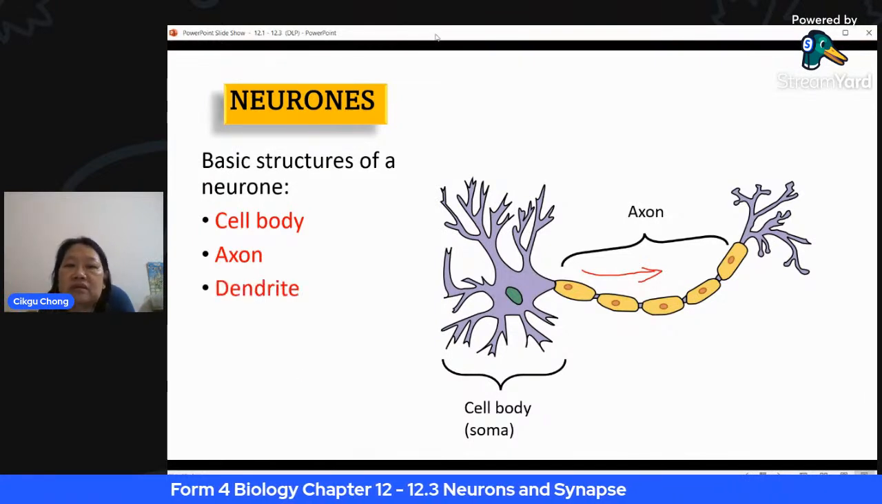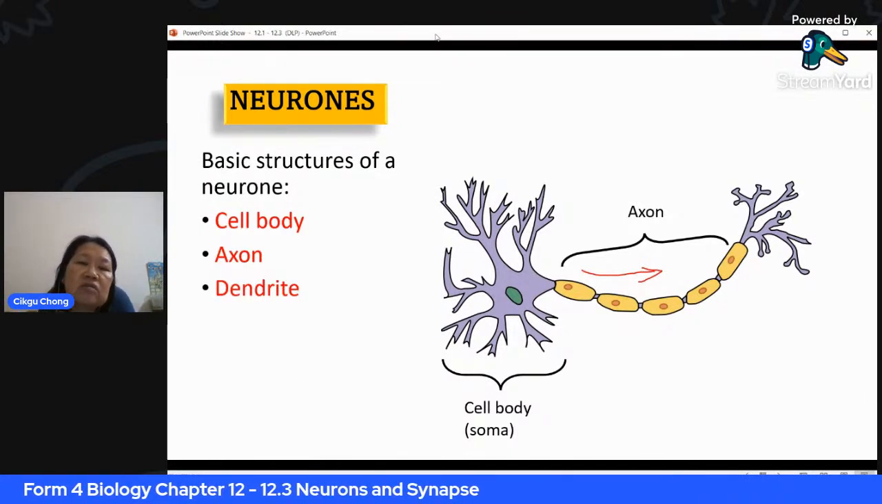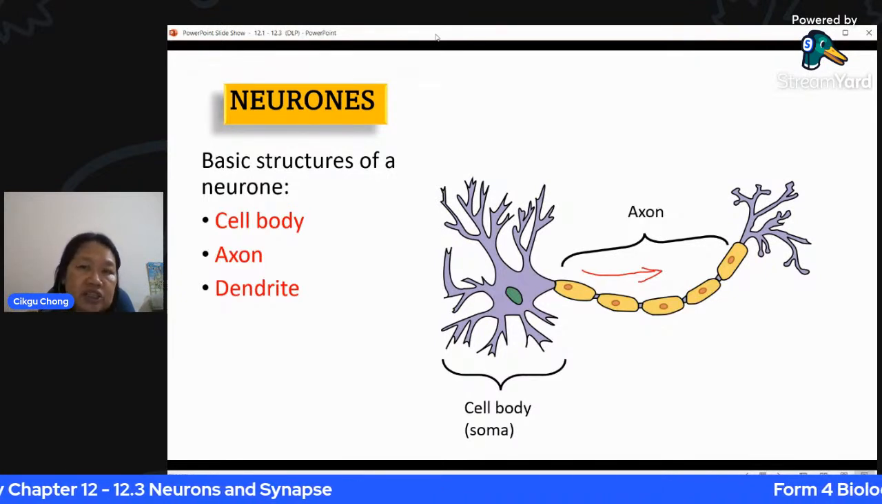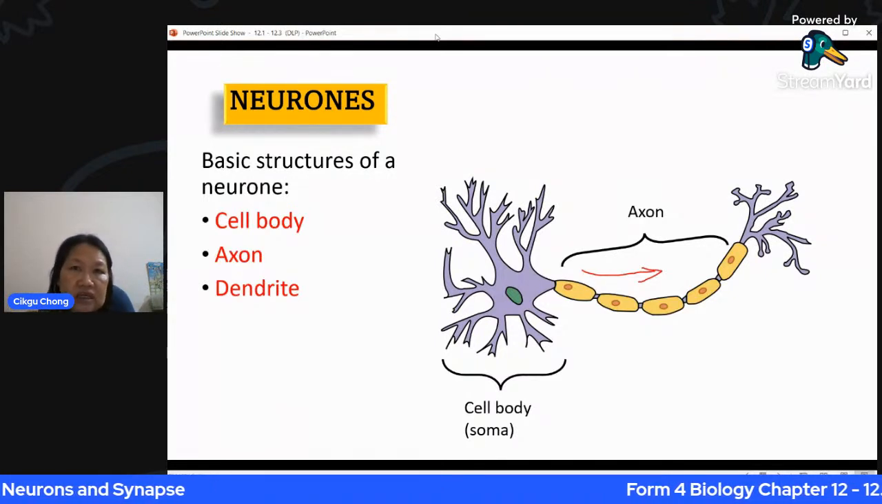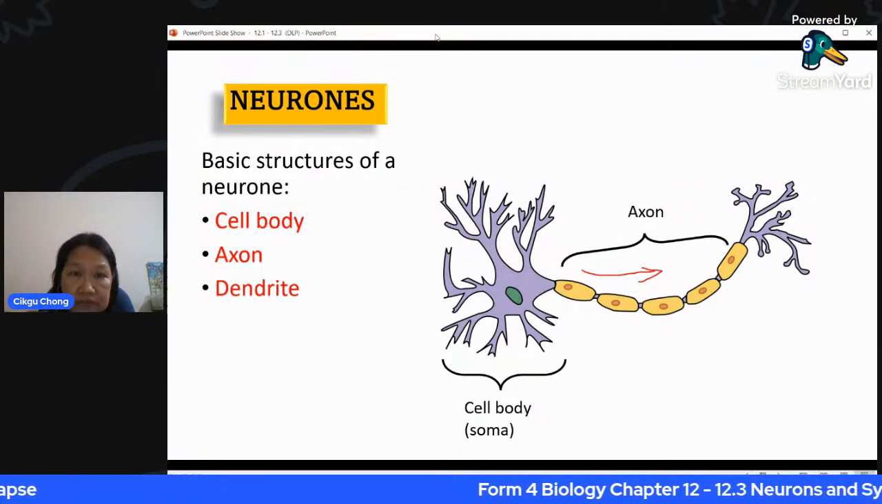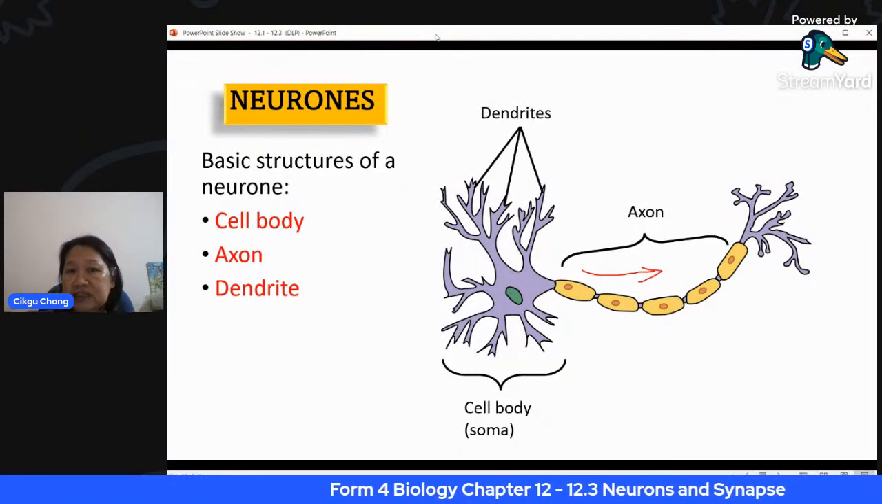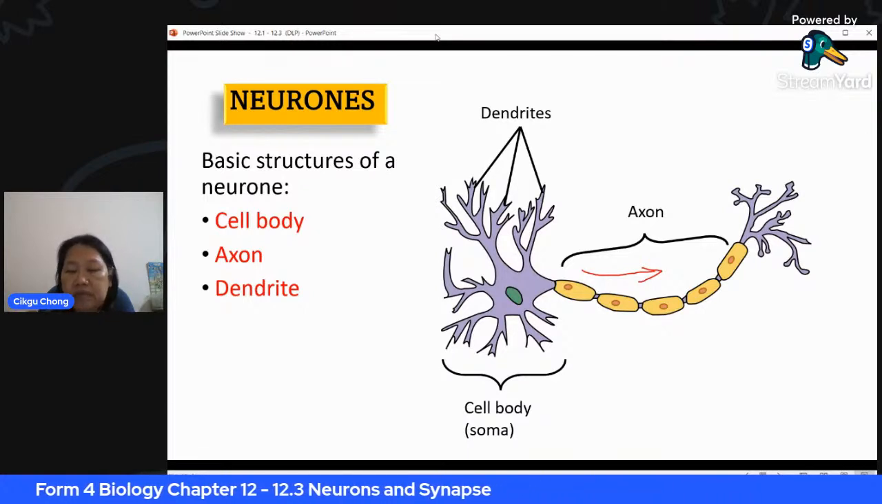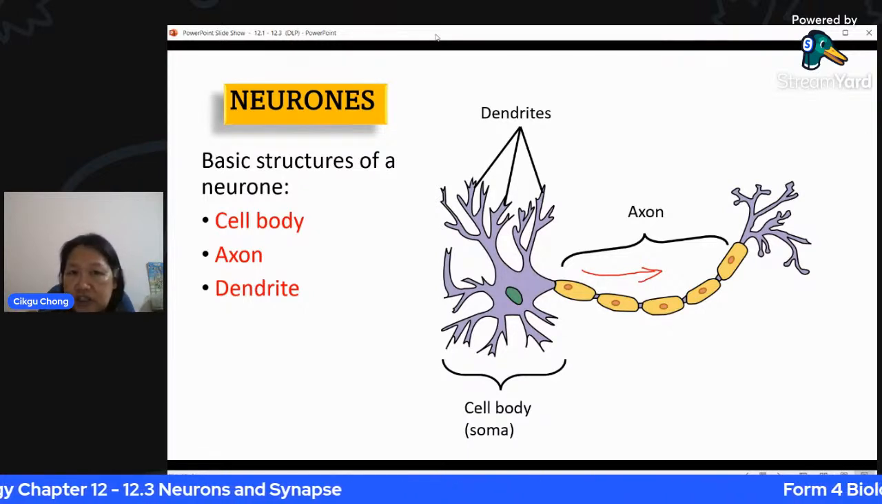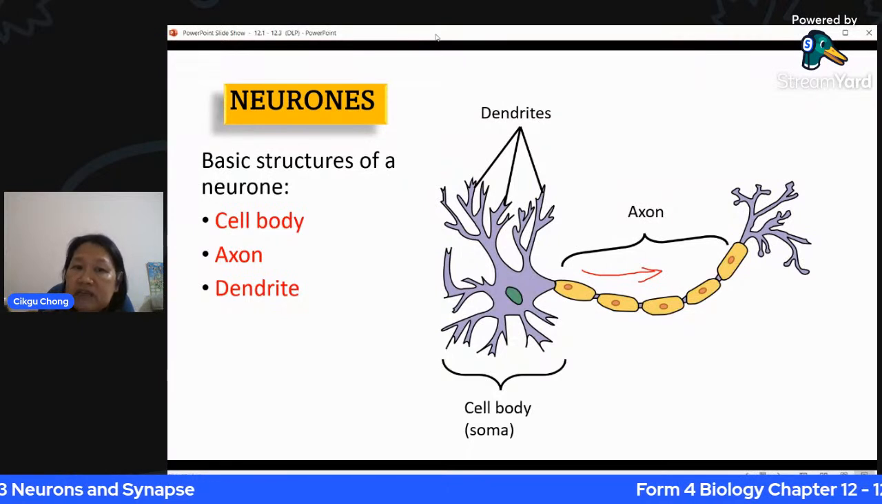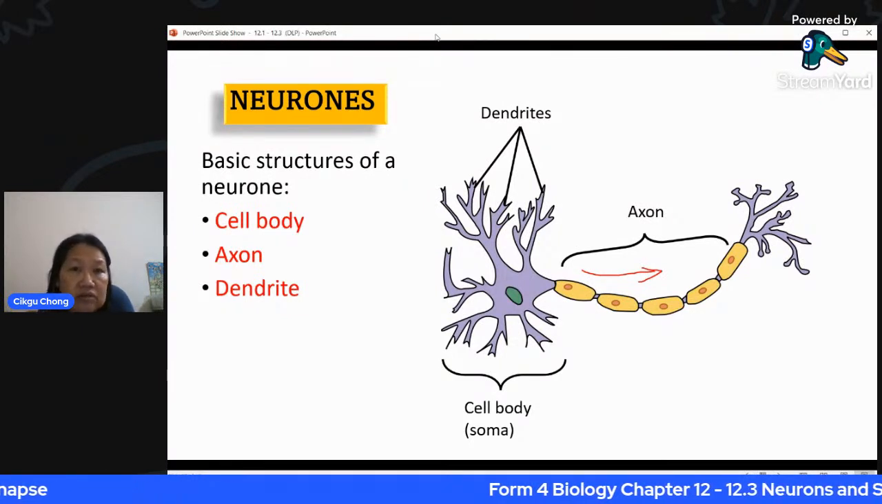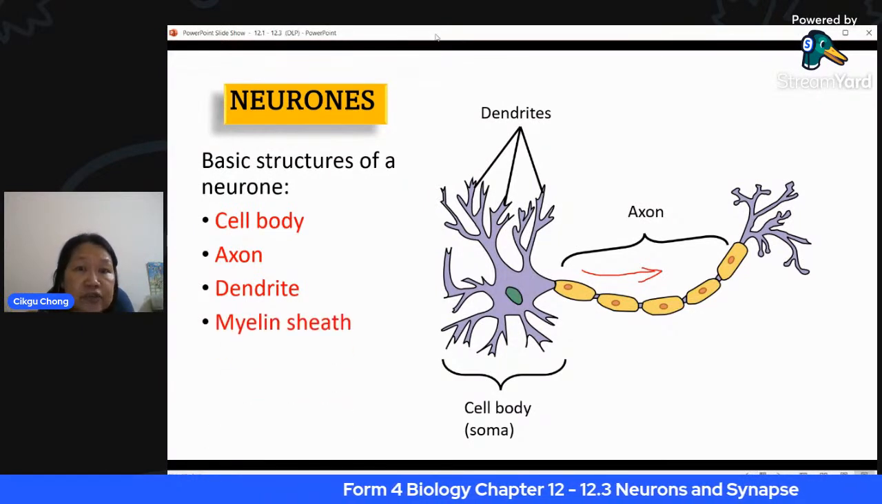Next one, there's dendrites. Dendrites are all these tiny branches that come out from the cell body. Their function is to receive impulse actually. So you will see a cell body with many tiny projections here, and the purpose is to receive impulse. These are called dendrites. These are like nerve endings.